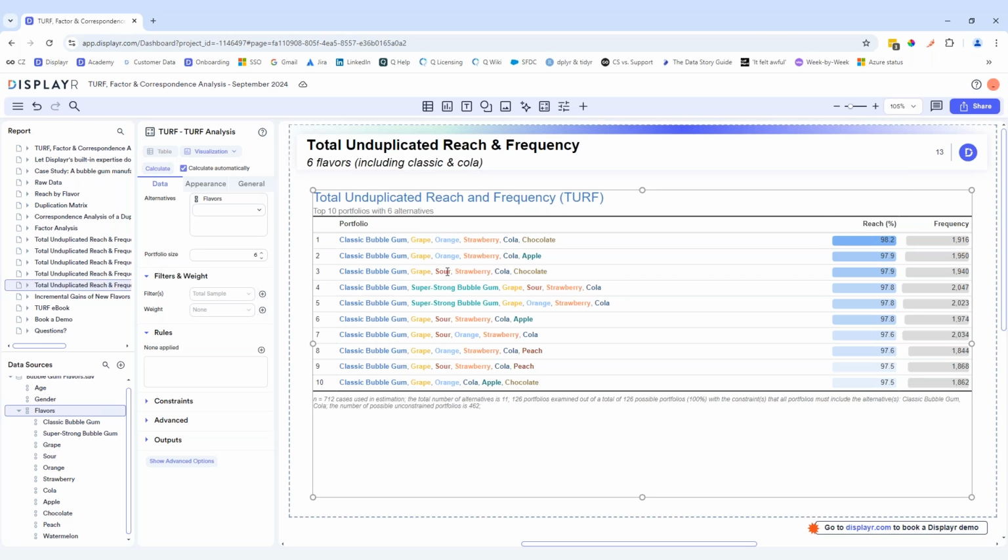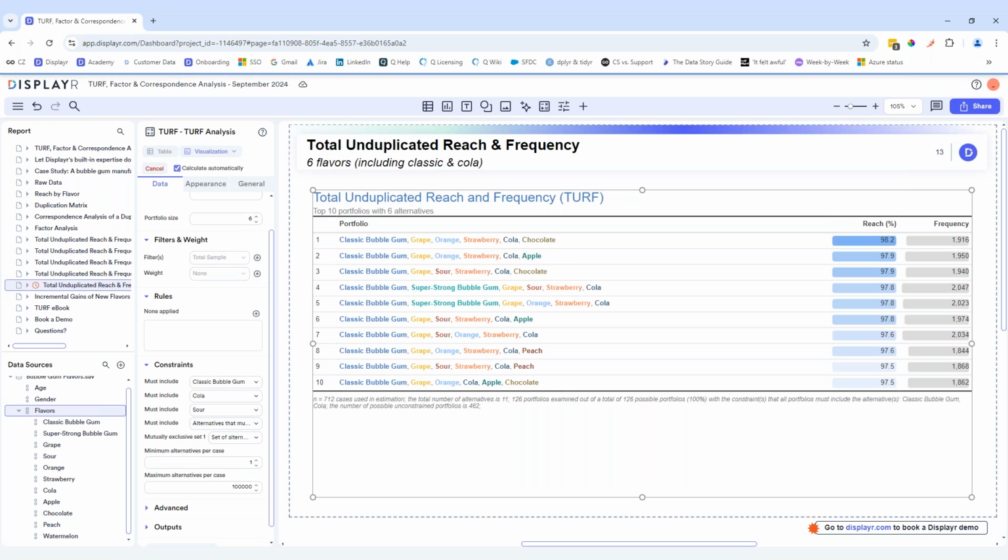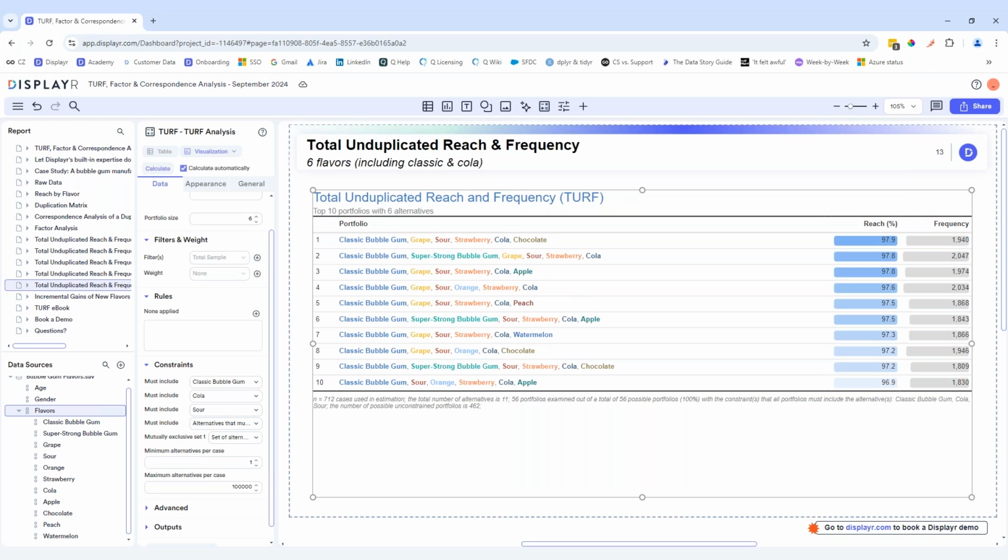And you can see that in the 3rd best 6-flavor portfolio, it includes sour, and it has a reach that's only 0.3% lower than the best 6-flavor portfolio. So this is well within noise, so we can actually force the results to be consistent and also include sour as a constraint here. So in other words, in addition to including classic bubblegum and cola, we'll tell it to also include sour. Here we go.